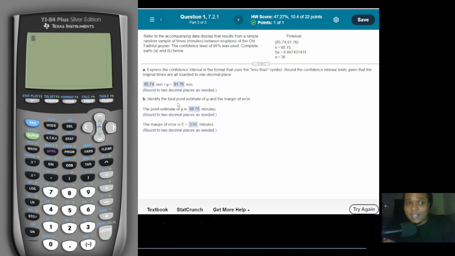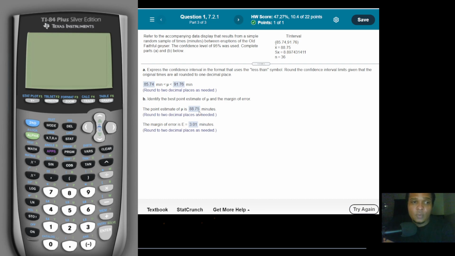Part B, identify the best point estimate for the mean and the margin of error. Okay, the point estimate is going to be whatever your mean is. So now it's a little different from 7.1 where we were dealing with p and p hat, proportions, x divided by n, all that good stuff, right? Now we're just focused on the mean, and you're going to see the mean is our new point estimate. That's what we're going to be working with from now on in this chapter, in this section.